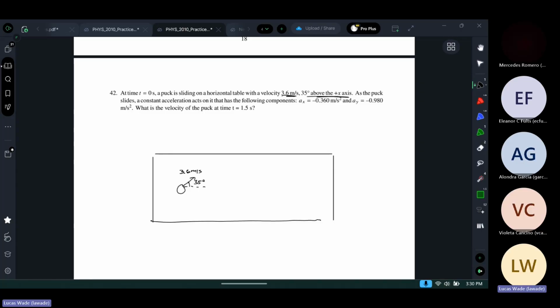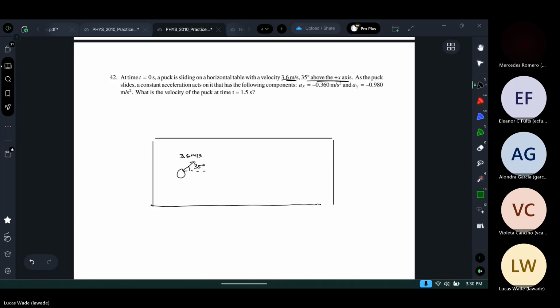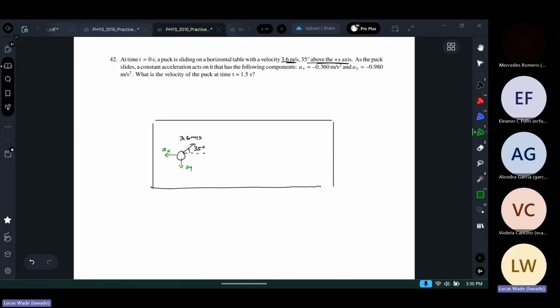As the puck slides, a constant acceleration acts on it so that it has components AX and AY as given. AX is to the left. AY is downward. So we can really just read this as the puck is going to slow down as it slides. I would guess what's causing this constant acceleration is friction with the table. The question is, what is the velocity at 1.5 seconds?